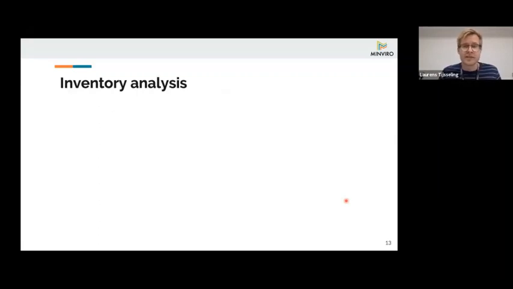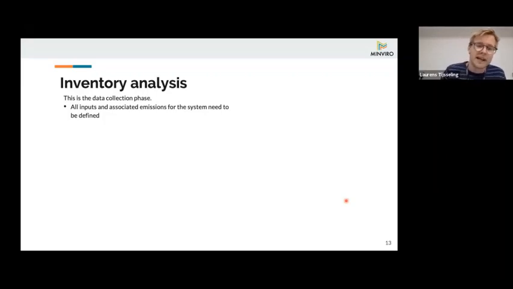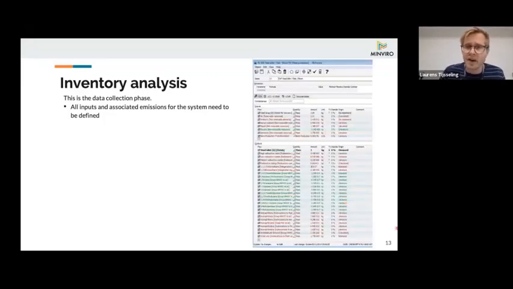So let's move on to the inventory analysis, which is usually the most time-consuming and complex part of doing a life cycle assessment. This is the data collection phase. All inputs and associated emissions for the system need definition in this stage, to the extent you think is reasonable yourself. I'll give you an example here of the inputs and outputs associated with producing a steel slab from an electric arc furnace. This is from a commercial software called GaBi. And you can see that it can get relatively complex quite quickly.